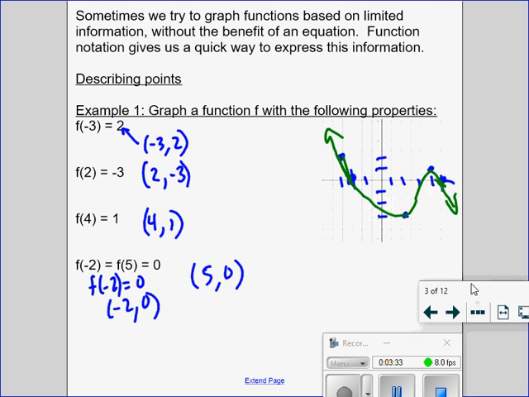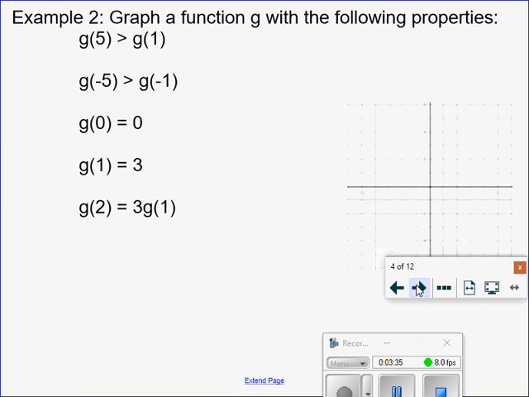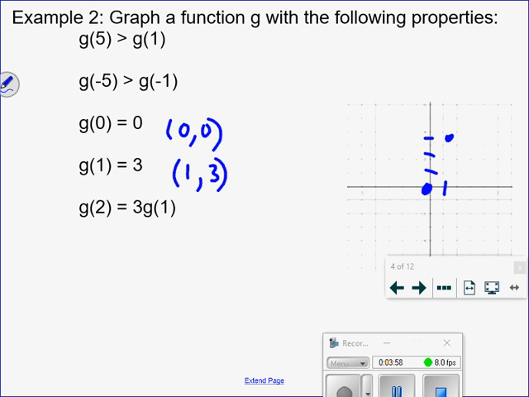Okay, so then the next example, I don't exactly have points here. I have a couple that are points, and then some other ones that have more information. So the two points that I see on here are g of 0 equals 0, so that's the point 0, 0, and g of 1 equals 3, so that's the point 1, 3. So 0, 0, and then when x is 1, the y value is 3, so there's another point.